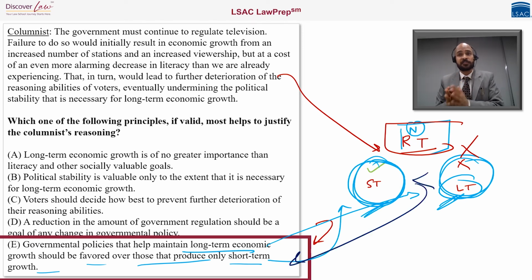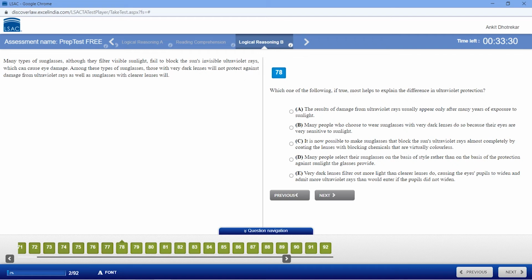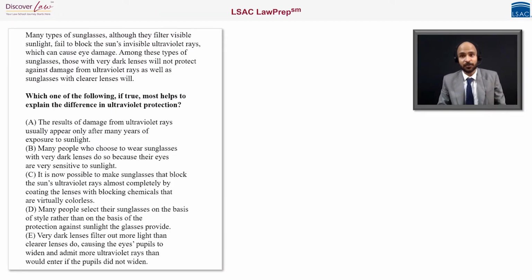Look at the other options, spend some time to realize and understand as to why they are not right. Let us move ahead. Right, so pause the video, try solving the question yourself, and then we'll go for it together.